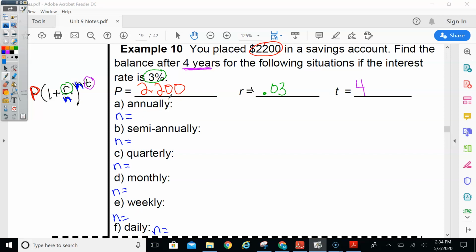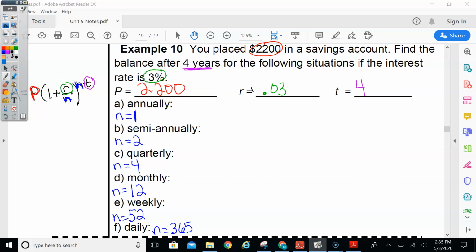Annually means it's compounded 1 time a year. At the very end of the year, they take your money, multiply by the interest rate, and add to it. Semi-annually means twice a year. In July they take your money, multiply, and add, and then in December again. Quarterly means 4 times a year, every 3 months. Monthly, at the end of each month, is 12 times a year. Weekly, we say about 52 times a year. And daily, we'll just stick with 365.